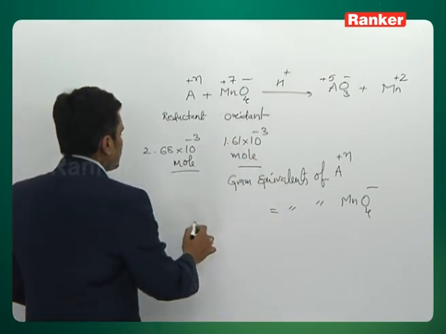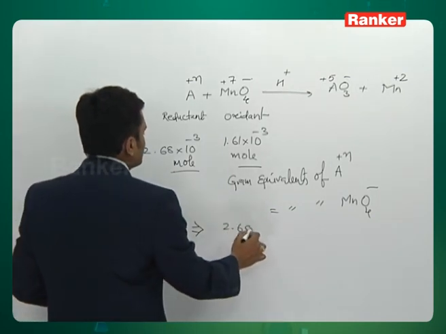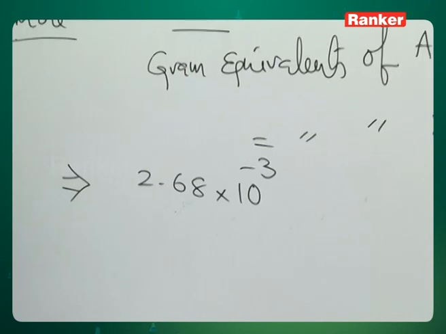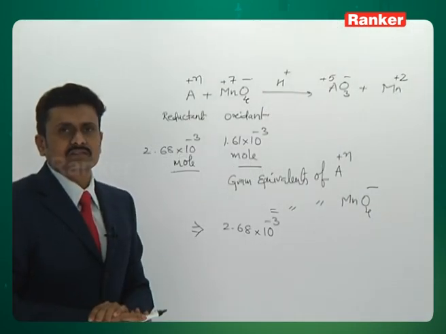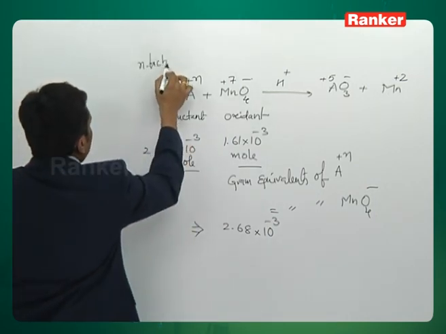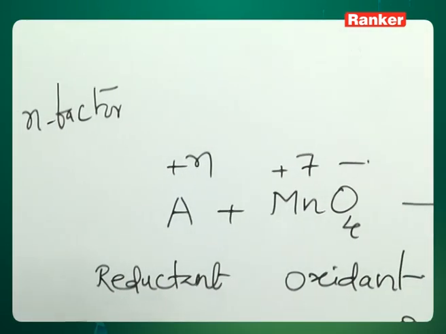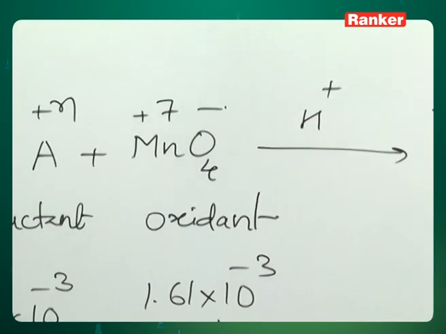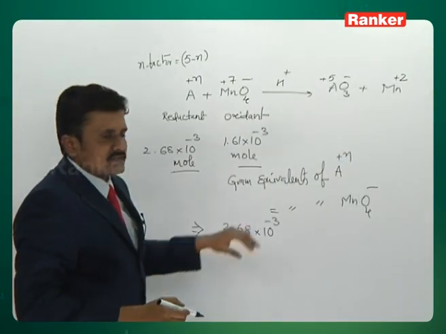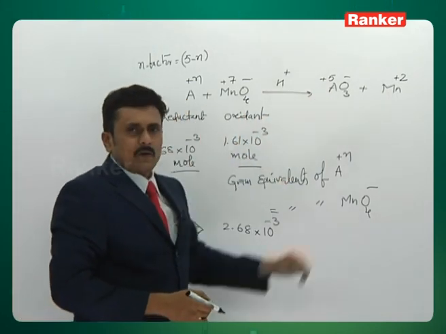Therefore, when you elaborate, the number of moles of A^(n+), given as 2.68 × 10^-3, has to be multiplied by the change in oxidation state, which is regarded as the n factor. Since A is undergoing oxidation, the n factor, the change in oxidation state per mole of A, has to be taken as 5 minus n, that is, upper oxidation state minus lower.